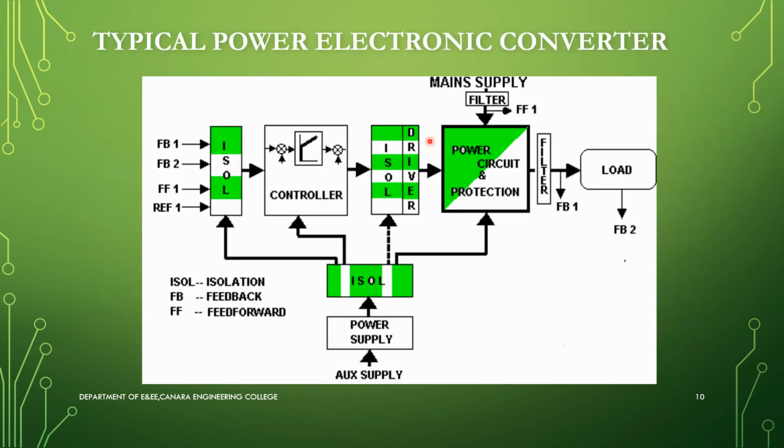So this is the diagram of a typical power electronic converter. You can see this is our main supply. You have a filter here. This is like the input filter. You have the power circuit, which should also incorporate the protection schemes. You have the load, which is the output. This is the output filter. These are the feedbacks. Feedback is required, right? It should be a closed loop system. Then only you will get an accurate result.